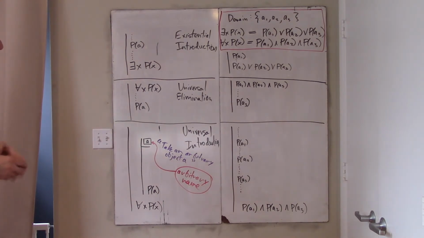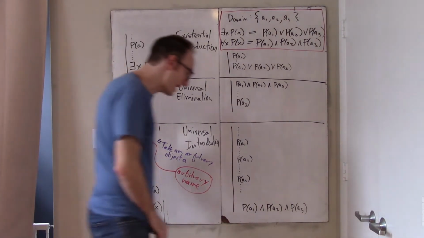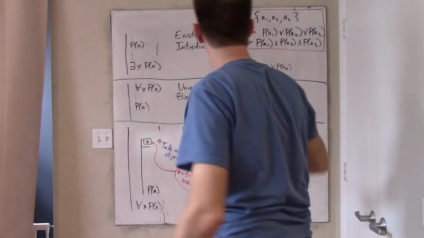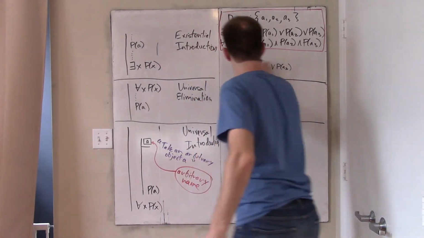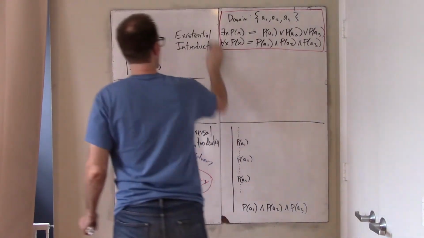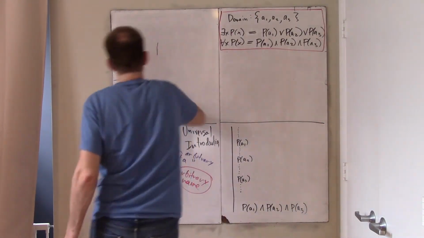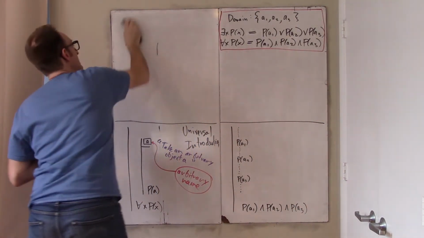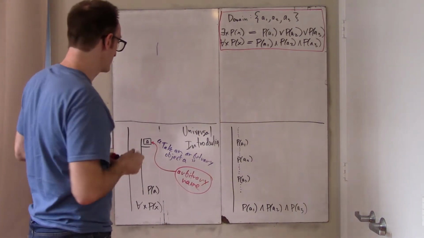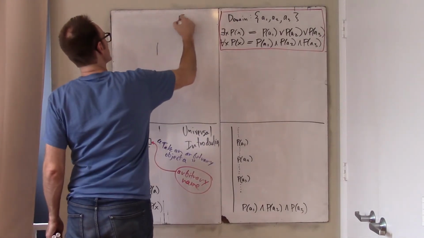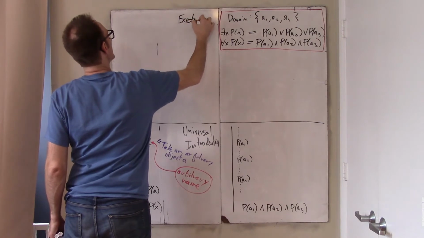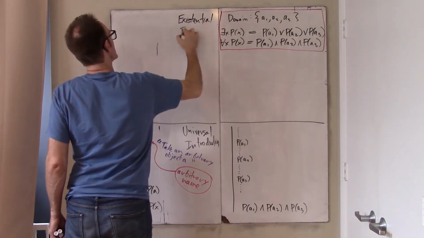What about the final one? The final one is perhaps the most confusing and controversial of them all. And okay, with all these things, you have to just do lots of practice and thinking and talking. So, the final one is existential elimination.